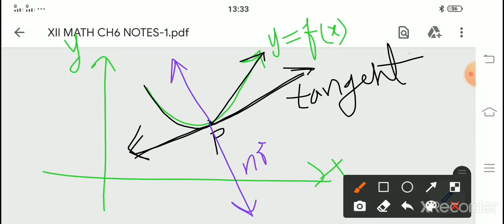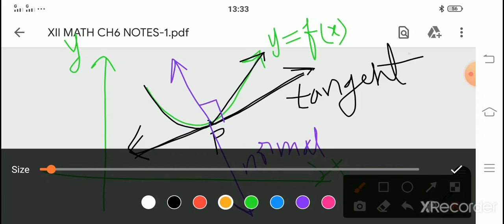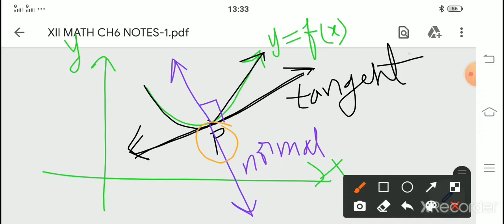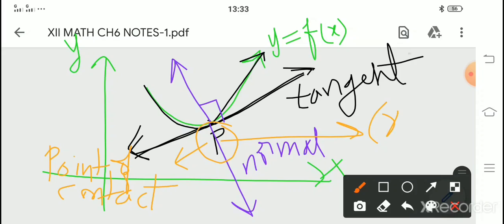The angle between the tangent and normal is 90 degrees. Look at this point P, which is called the point of contact. Most of the time we take the point of contact as (x1, y1). This is a very important thing you should remember.